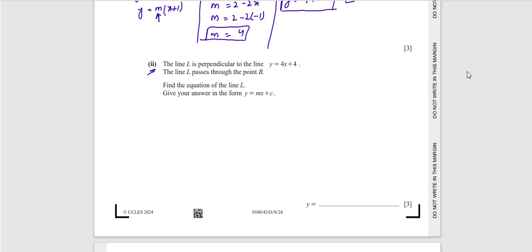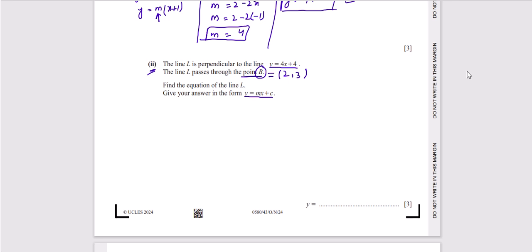Part B. The line L is perpendicular to the line y is equal to 4x plus 4. The line L passes through the point B. This line is passing through the point B. The point B is 2 and 3. Find the equation of the line L. Give your answer in the form y is equal to mx plus c.